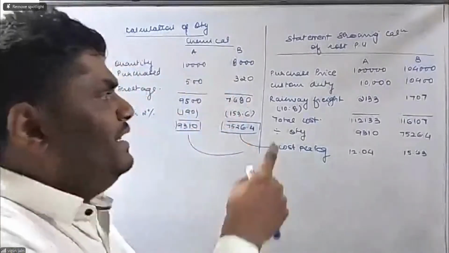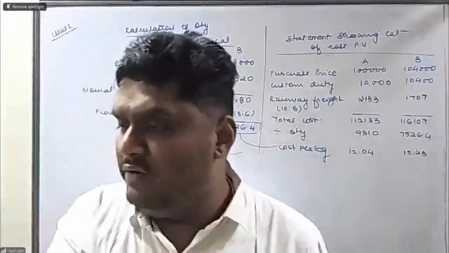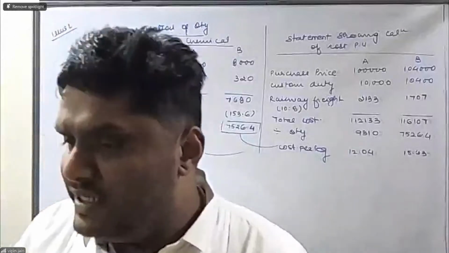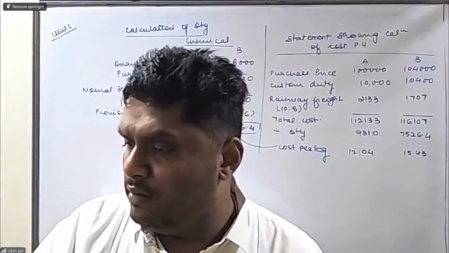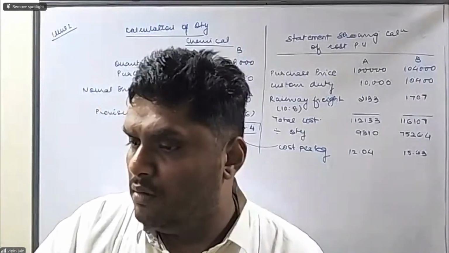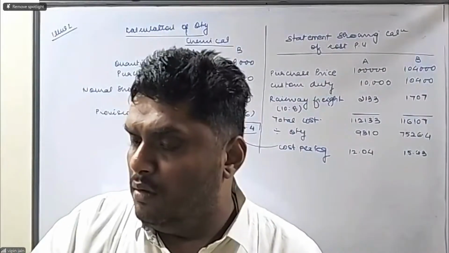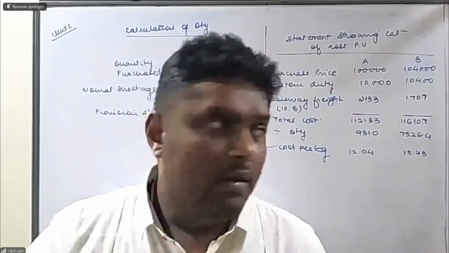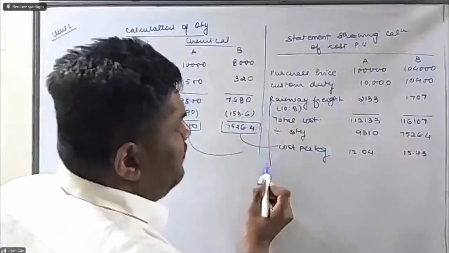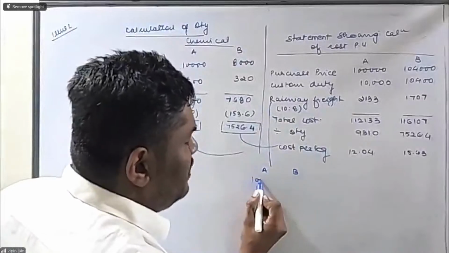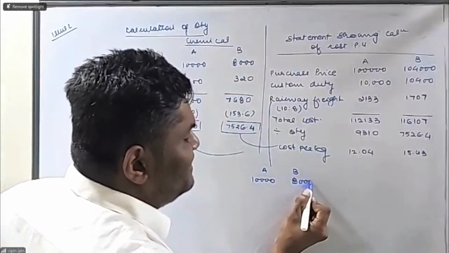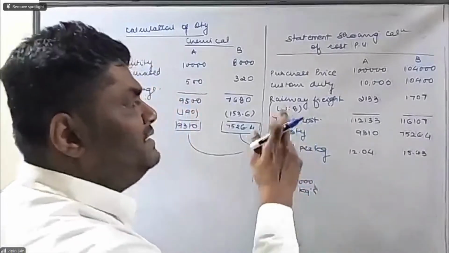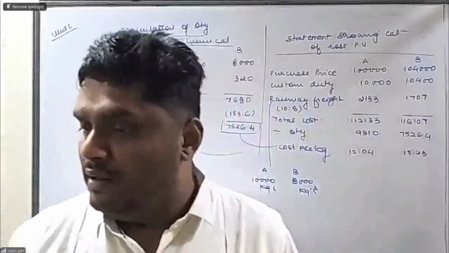Rosie, I have distributed the railway freight, 3840 or 3810, whatever it is, in the ratio of 10:8. Admin sir, can you please unmute Manisha Prajapati? Sir, how have you determined this ratio 10:8? See, we have purchased A and B, 10,000 kgs of A and 8,000 kgs of B. So it means 10:8. I hope it is clear.